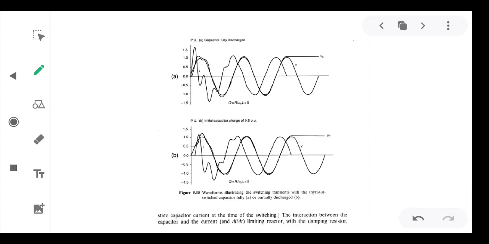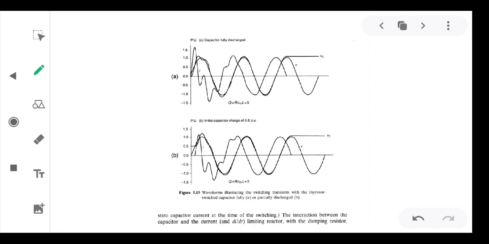Now let me explain the capacitor when it is fully discharged in figure A. And the capacitor is discharged by 50% in figure B. When the capacitor is fully discharged, the harmonics have been shown, and when the capacitor is discharged by 50%, then the transients are shown in the figure.